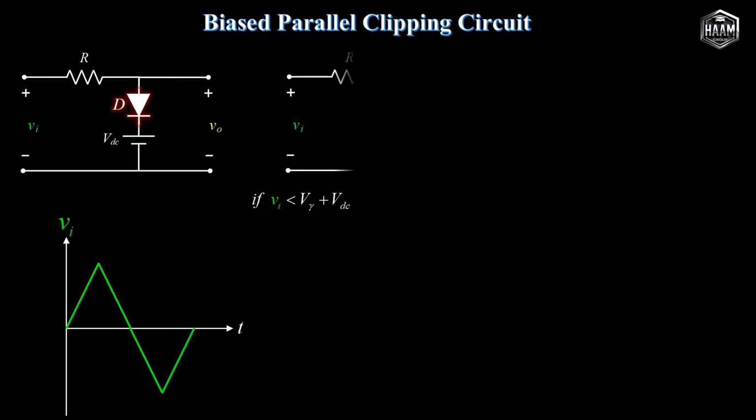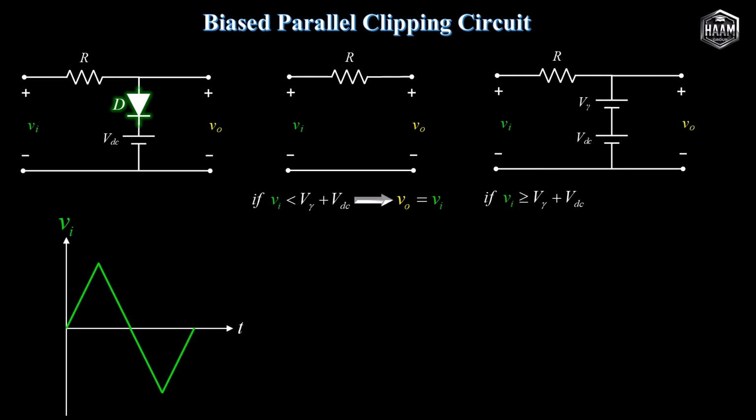If V sub I is less than V sub gamma plus V sub DC, the diode is off, no loop current flows, and V sub O equals V sub I. When V sub I exceeds V sub gamma plus V sub DC, the diode turns on, clamping the output V sub O strictly at V sub gamma plus V sub DC.